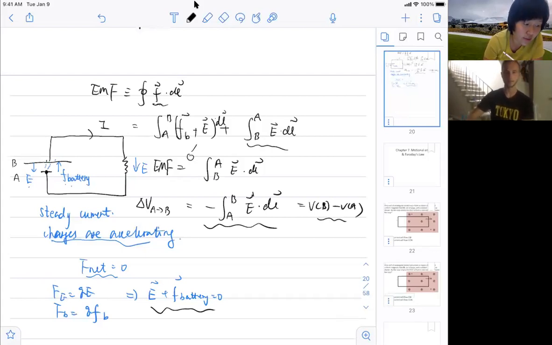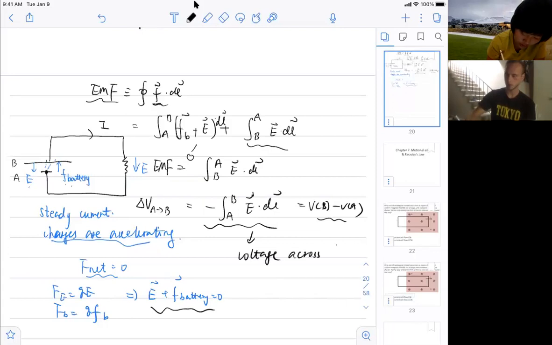So we can see from this little derivation that the function of having such a battery is for us to establish and maintain the voltage difference across the two ends, and the voltage difference is equal to the little f, the EMF, the electromotive force. That further shows the physical meaning of EMF: it is really the voltage across the battery. So the voltage across the two ends of the battery is the electromotive force.